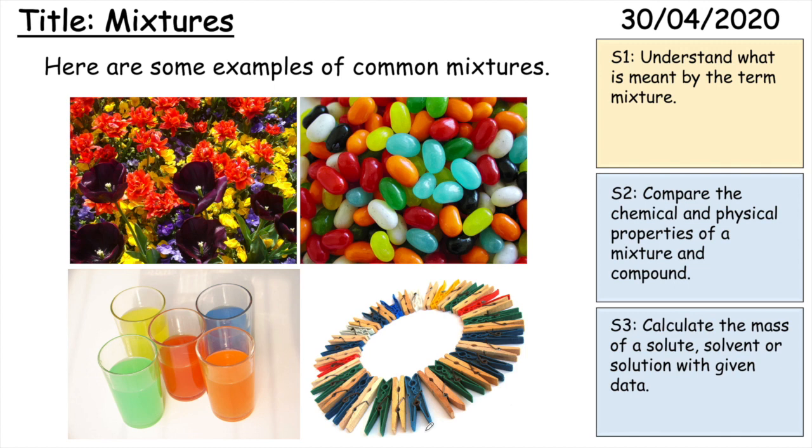Here are some common mixtures. You've got a mixture of flours, a mixture of sweets, drinks and pegs, just types of different things put together. And you'll notice that none of these are bonded together. If you wanted to separate the yellow sweets or the yellow flours or the yellow drinks, you could do it quite easily. You wouldn't have to do a chemical reaction, you could just pick them out and remove them. And that's an important thing about mixtures. Mixtures are different things put together but not chemically bonded.